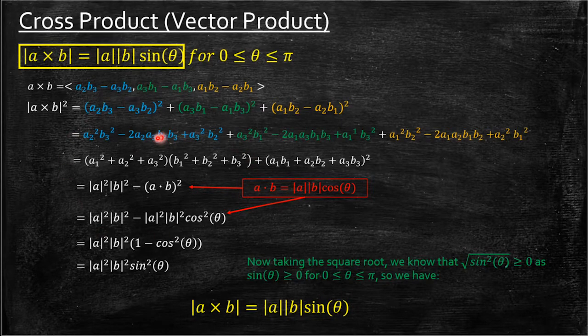Now, you don't need to prove all of that. All you need to know is that this formula can help us determine the angle between vectors a and b. So if we know the length of the cross product and we know what the length of a and b is, we can also determine the angle between the two vectors.